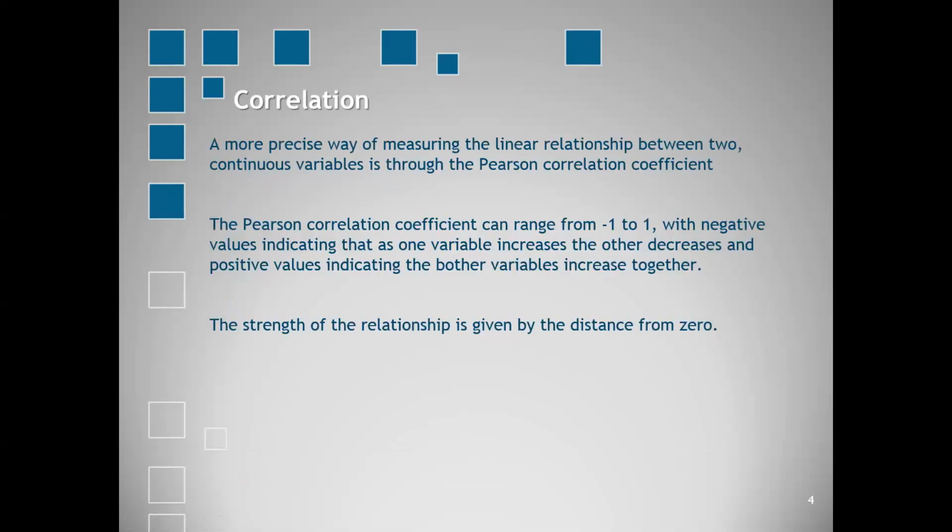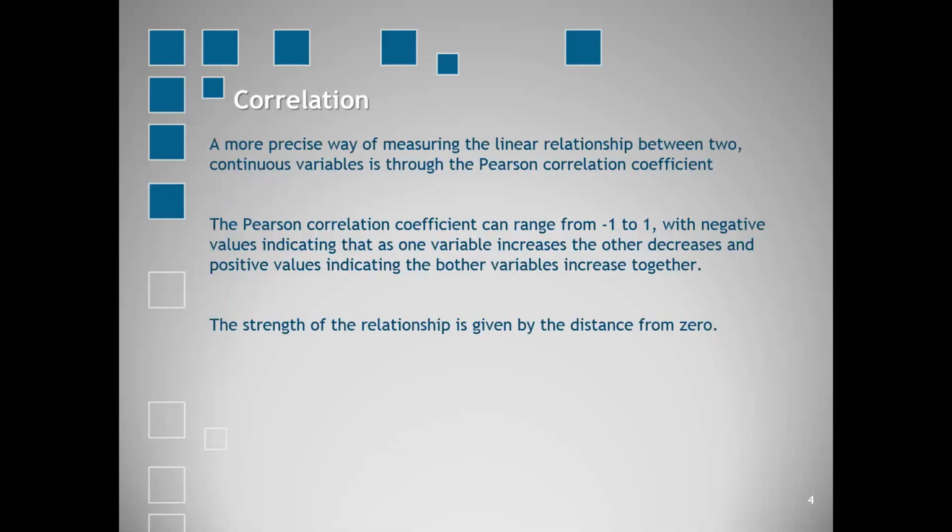A more precise way of measuring the linear relationship between two continuous variables is through the Pearson correlation coefficient, which we discussed in the first module. Recall that the Pearson correlation coefficient is a statistic that quantifies the relationship between two variables. It can range from -1 to 1, with negative values indicating that as one variable increases, the other decreases, and positive values indicating that both variables increase together.